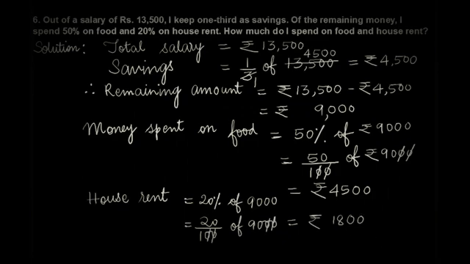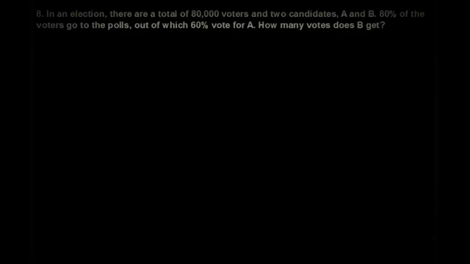So we can mark these as the answers. So the first one is rupees 4,500 is the first answer. Then we have second answer is rupees 1800 as the second answer. So these two are the answers of question number 6. Next we move on with question number 8.